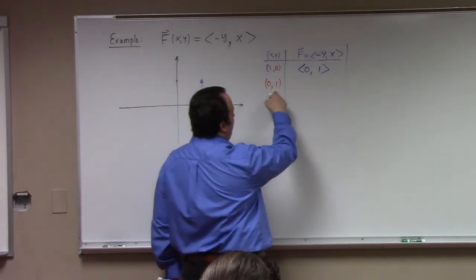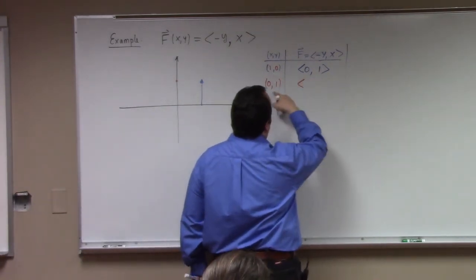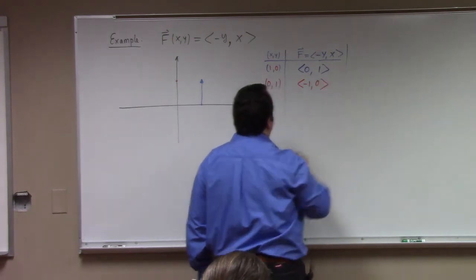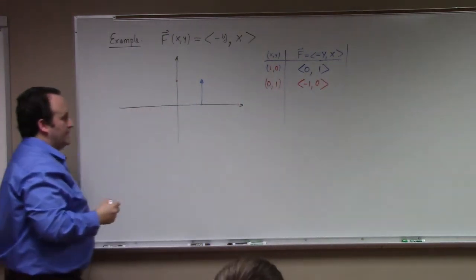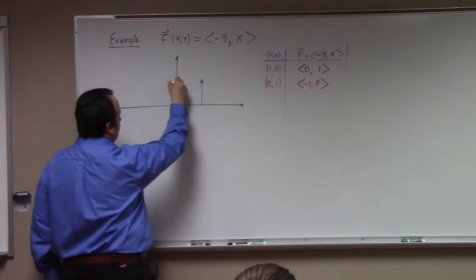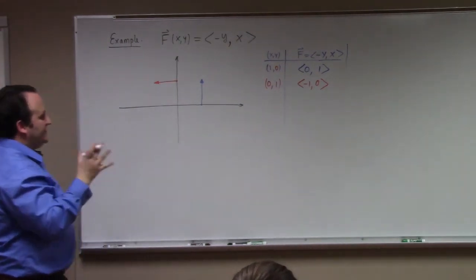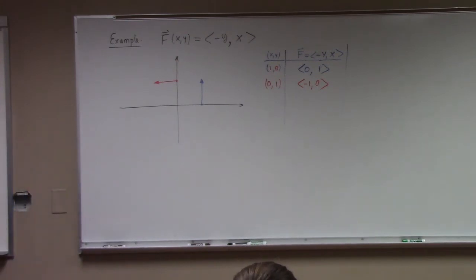Plug in 0, 1. We have x equal to 0, y equals 1, so that's minus 1, 0, right? So that is that vector. You notice we're attaching the vector to the point in question, right? That's the way it works.